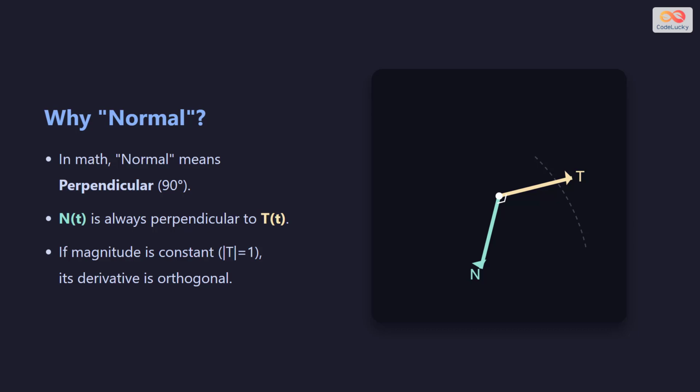Why do we call it the normal vector? In mathematics, normal is another word for perpendicular. It turns out that because the tangent vector has a constant length, its derivative, T prime, is always orthogonal or perpendicular to T itself. So, our new vector N is always at a 90-degree angle to the direction of motion.